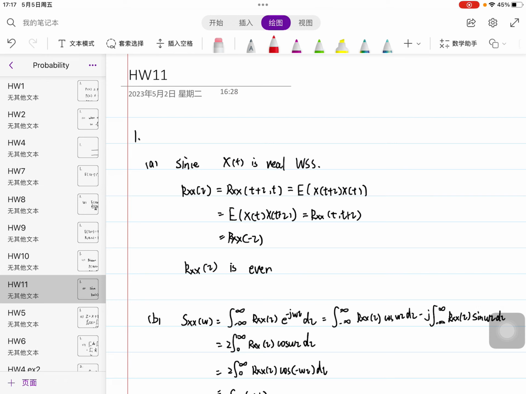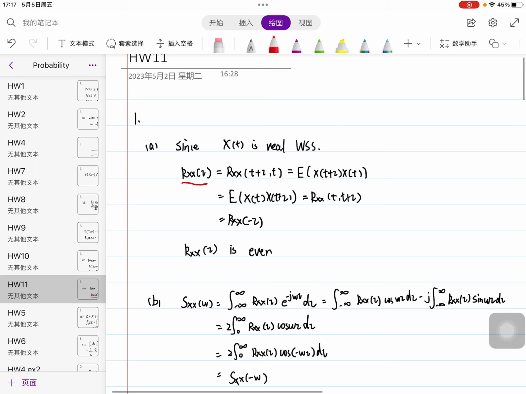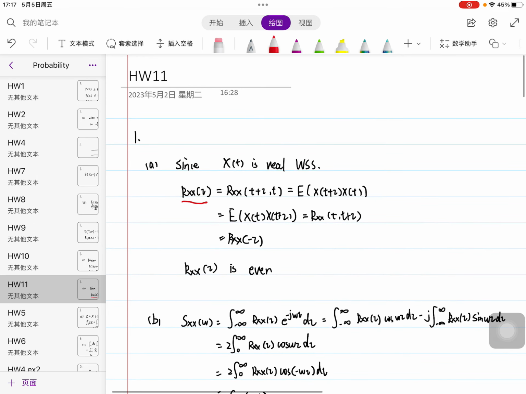So, this question, the first question, it led us to show that the autocorrelation is real and even. I think I didn't give the process, I didn't prove that it is real. I will write it later.